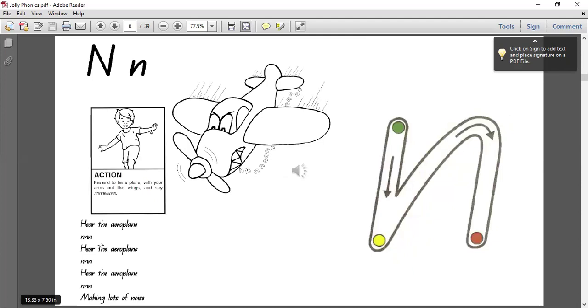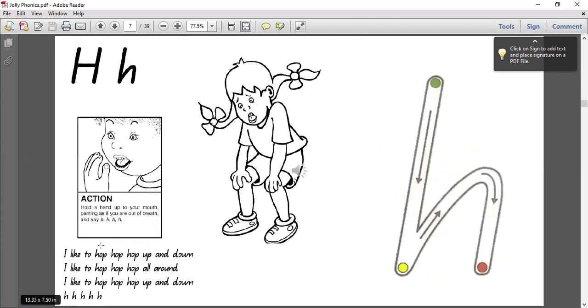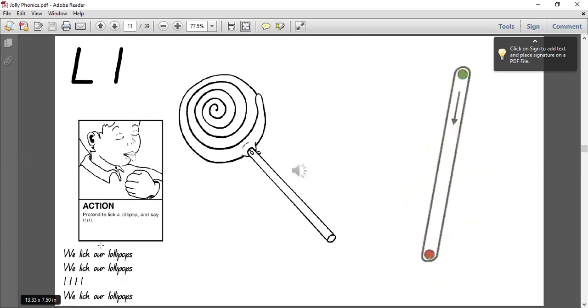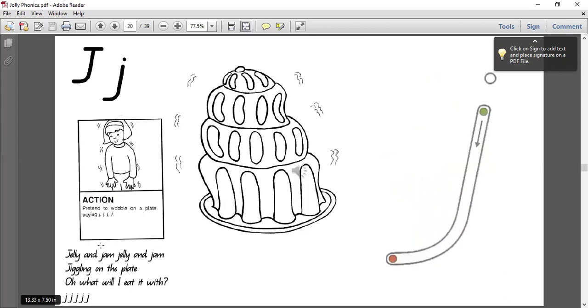Next is letter N, for example. Here the aeroplane is flying in the sky, and what you have to hear? Hear the aeroplane, hear the aeroplane, hear the airplane making lots of noise. So it is like that.